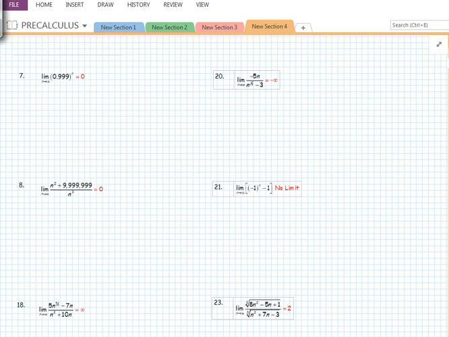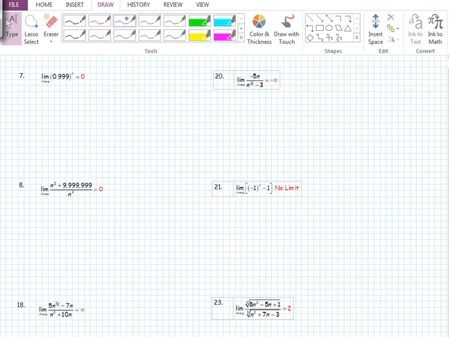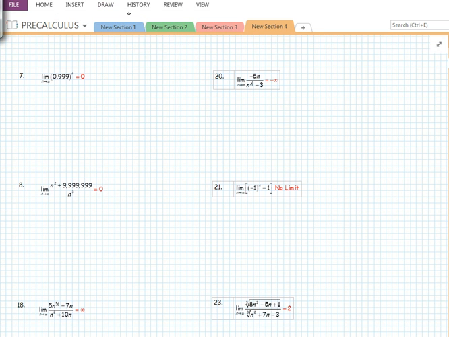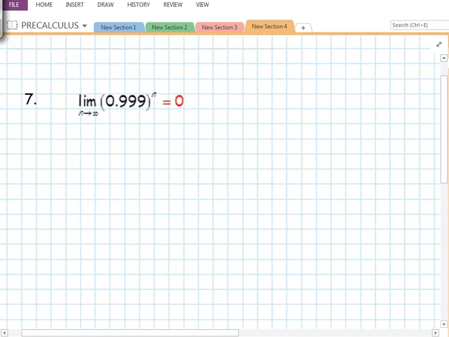Okay, here we go, pre-calculus. It's been asked that I show a handful of these examples. You can see that the solutions are down there. I've selected 6 problems from your homework, and we're going to investigate each of those. Okay, so let's start off with number 7.